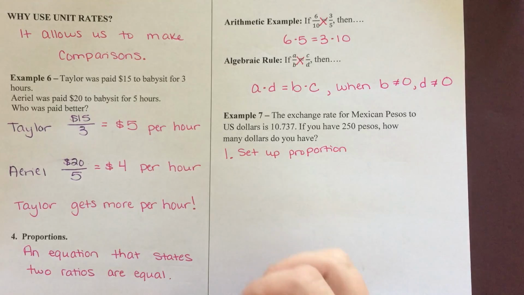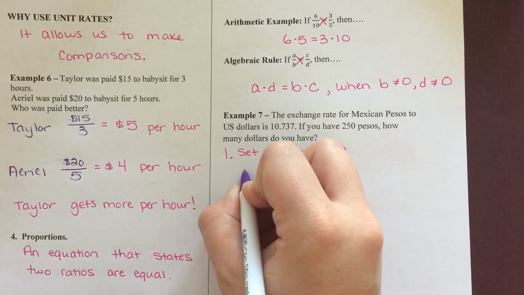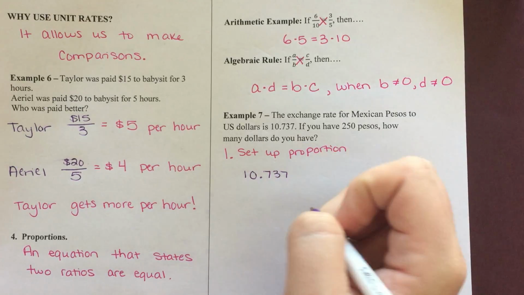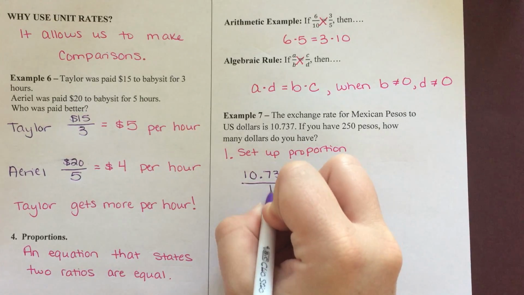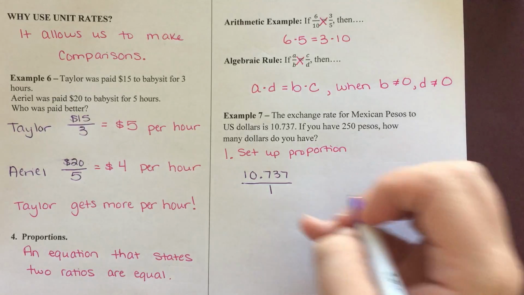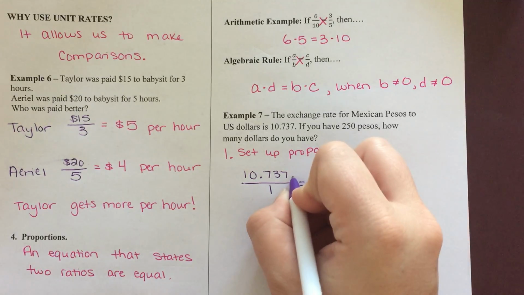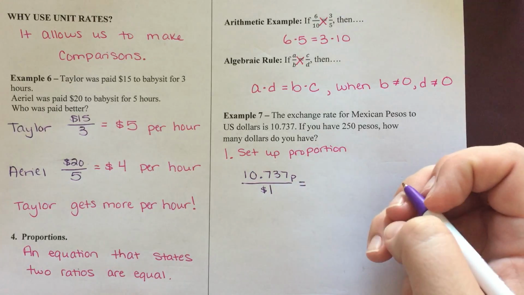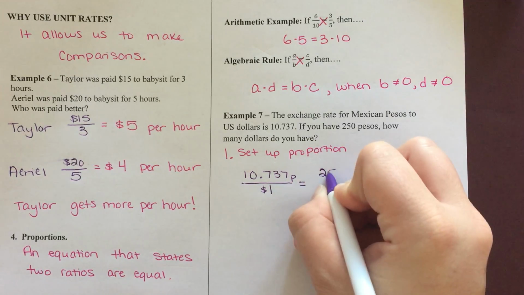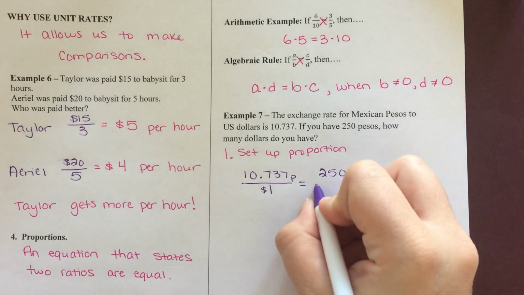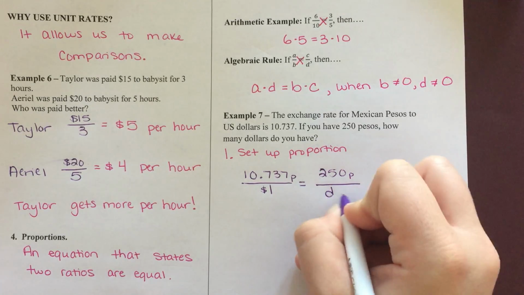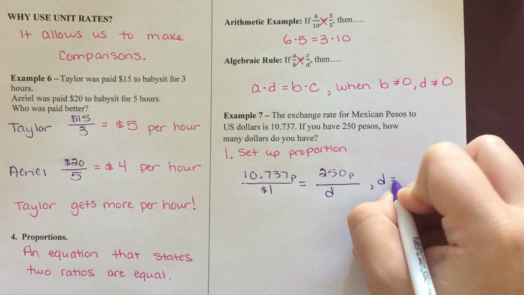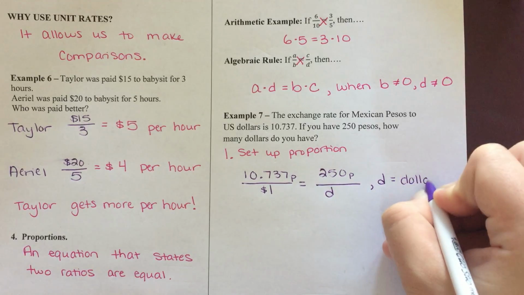What that means is my conversion is I get 10.737 pesos for every single 1 US dollar. I know that I'm going to put P for pesos and the $ for dollars. I know that I have 250 pesos right now, but I'm going to use D because I don't know how many dollars I have. And I'm also going to put a note here that D equals dollars.